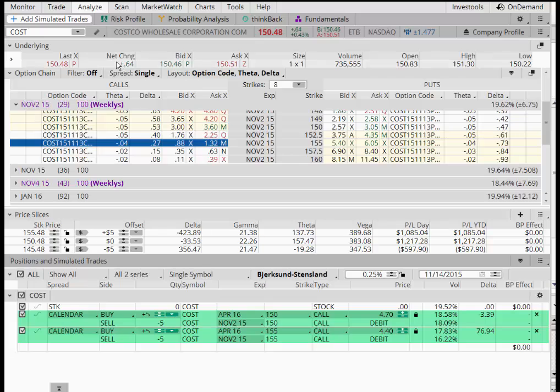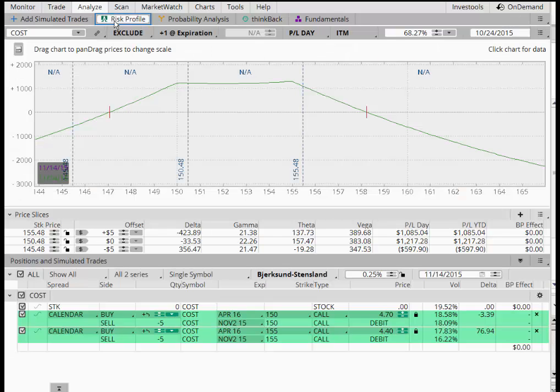So let's see what the risk profile looks like now. Now I can see that if the stock ends up anywhere between 150 and 155, anywhere in that range, I'll make about $1,200 on a little less than $5,000 investment. Well, that's not too bad. That's like between 20 and 25% for a single month, and it can fall anywhere within that range, and I'll be making that 20 or 25%.